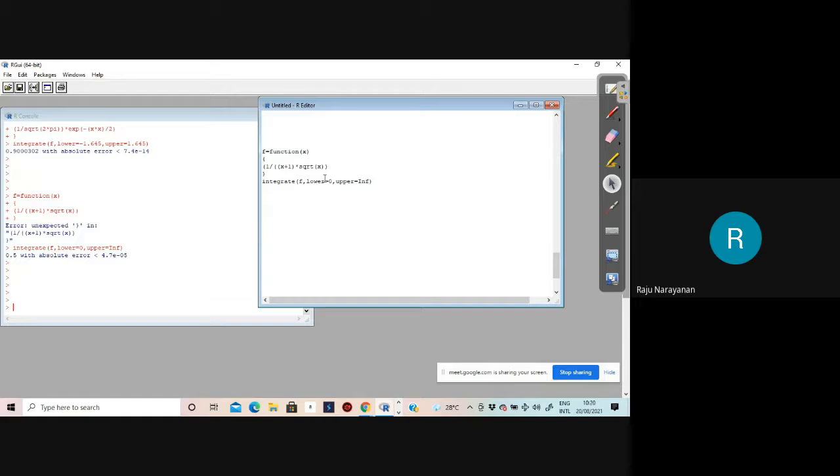Why is it 0.5? There was some error: unexpected curly brackets. What is unexpected curly brackets? One left bracket is open, sir. Before the 1, there is a bracket. Okay.